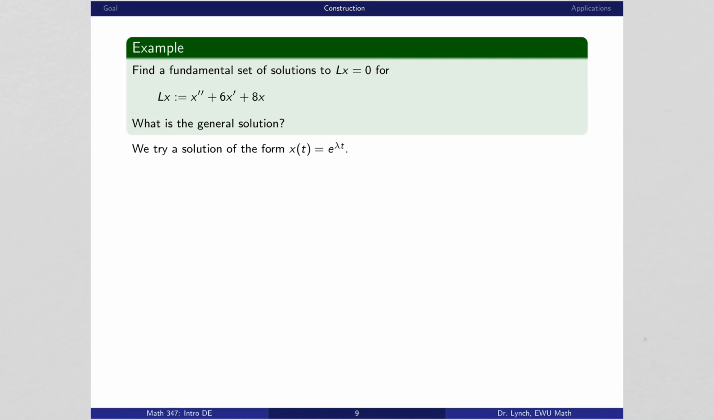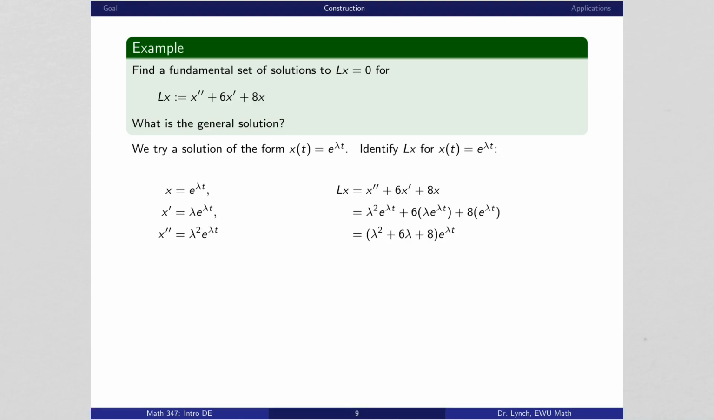We'll start off just like we did in the general case by trying a solution of the form x of t equals e to the lambda t. So play the same game, identify what it means to plug that function into the differential equation in this case, and we can see that x of t plugged in gives you out, again, a quadratic, lambda squared plus 6 lambda plus 8, all times the exponential e to the lambda t.